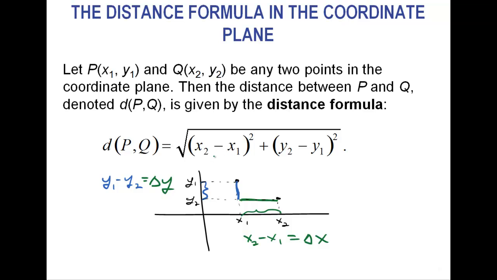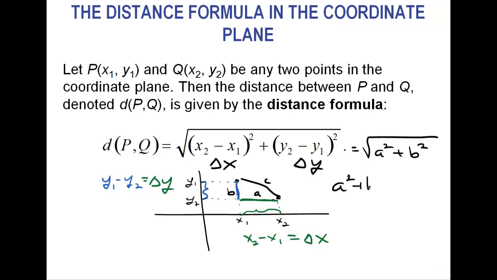You're just looking at your change in x and your change in y, and then you're squaring them. Well, this is my a, this is my b, and we're looking for c, right? So this ends up being, if we want to write it over here, a squared plus b squared square rooted, and we know that a squared plus b squared equals c squared.